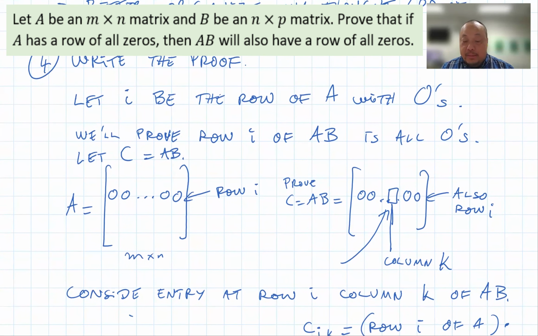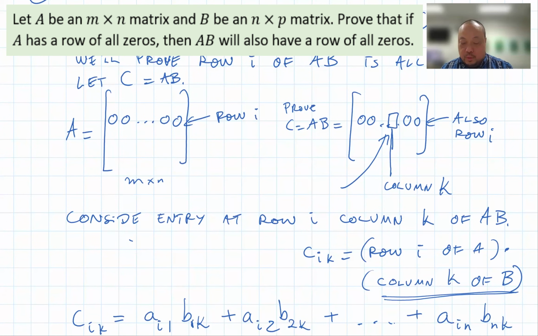It says, let I be the row of A with all zeros. So now I is fixed. We'll prove row I of AB is all zeros also. So we're telling everyone ahead of time that we're going to prove the exact same row number is going to be zeros in AB. We define capital C as AB. We illustrate what it is that we are given and what it is that we're going to prove. We're given that row I is all 0. We're going to prove that it's also row I here. This illustration is not really necessary, but I tend to do that because it helps the reader see things, and it also helps me.